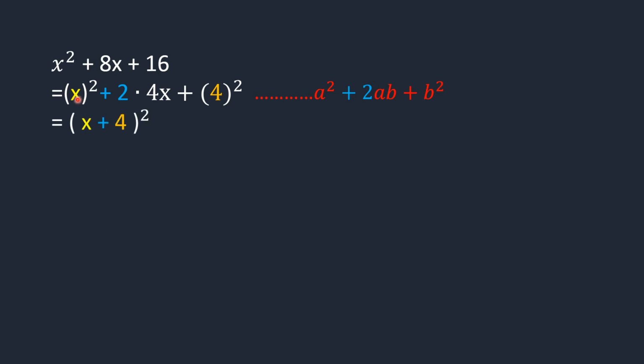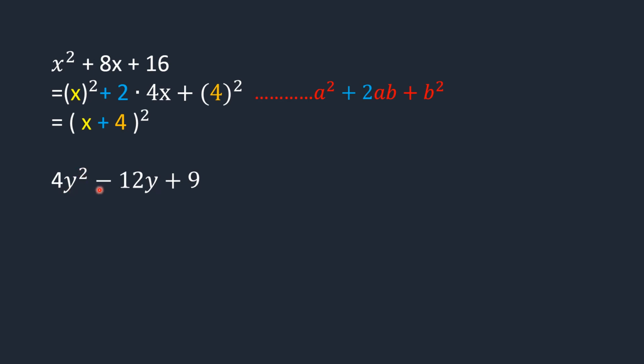So we will write square root of x squared as x, square root of 4 squared as 4, sign of the middle term which is plus here, and write the square of the whole bracket. So (x + 4) whole squared are the factors of x squared plus 8x plus 16.